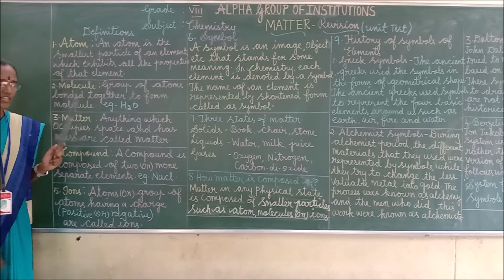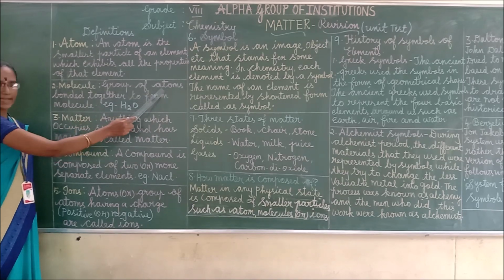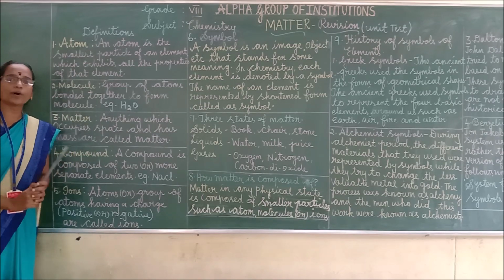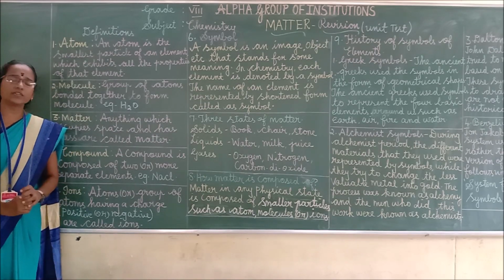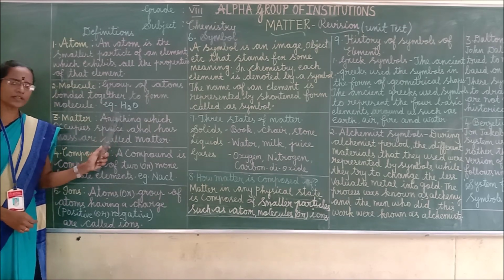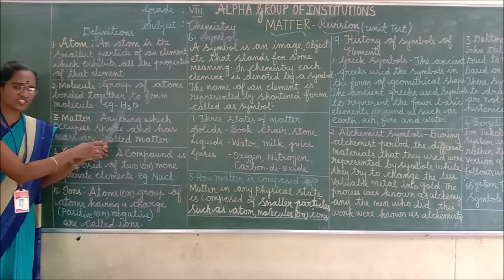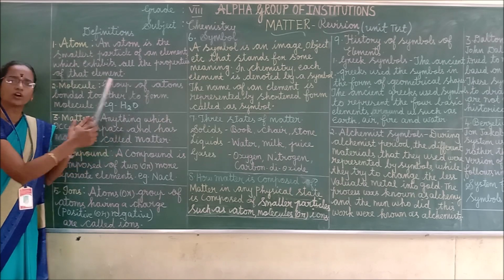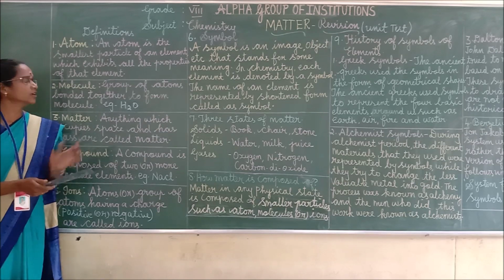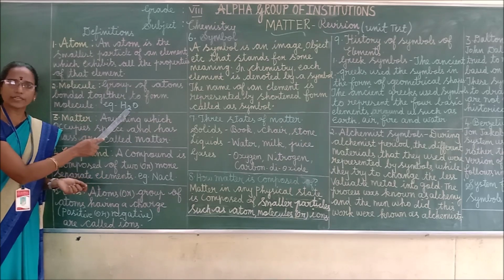Shall we move to the second question? Second one, define molecule. Group of atoms bonded together to form molecule. Example, water, because water is composed of hydrogen as well as oxygen atoms. Hydrogen atom and oxygen atom are bonded together or combined together. Bonded means attraction, I told you, isn't it? So bonded together to form molecule. So water is a molecule only.